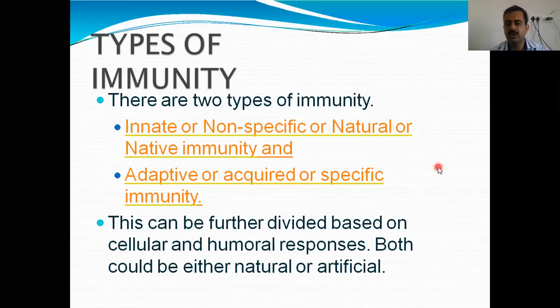What are the different types of immunity? There are basically two types. One is called innate, or non-specific, or natural, or native immunity. Bear in mind, there are a number of slashes or "ors" present. The second type is called adaptive, or acquired, or specific immunity. This can be further divided based on cellular and humoral responses. Both could be either natural or artificial.